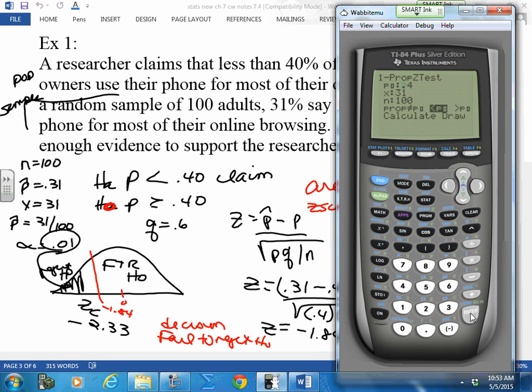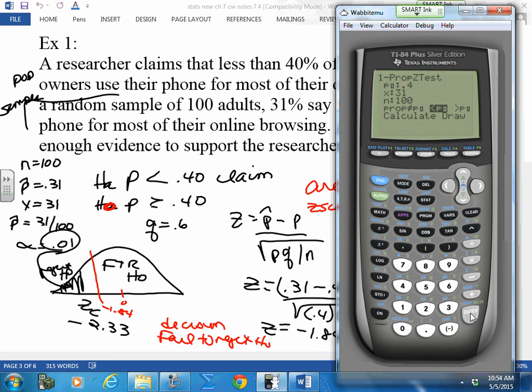The inverse norm, we're back to inverse norm because we're back to a z-score. The only time we use a t is when we don't know a standard deviation for the population. But a proportion doesn't use a standard deviation. That's back to our binomial p and q. We should have tested, by the way, n times p is greater than 5, n times q is greater than 5. It had to be, or we wouldn't be able to use this.